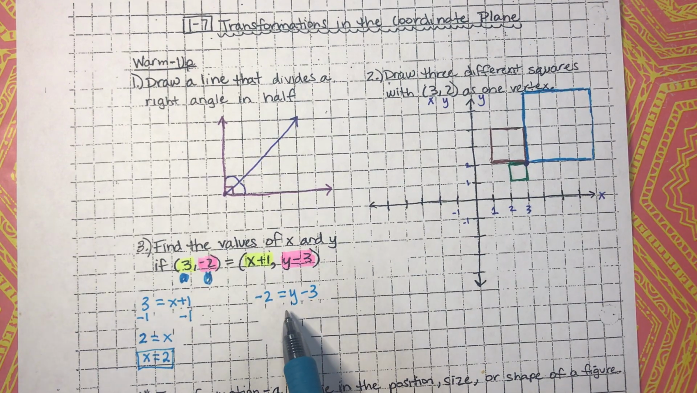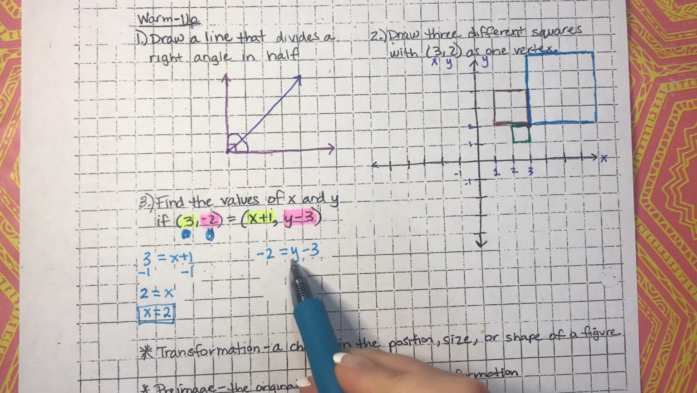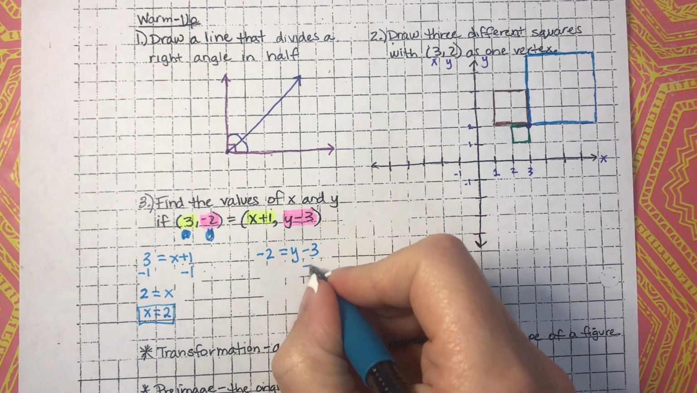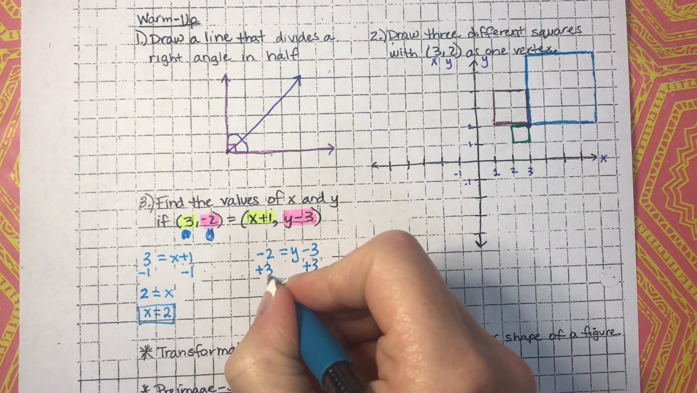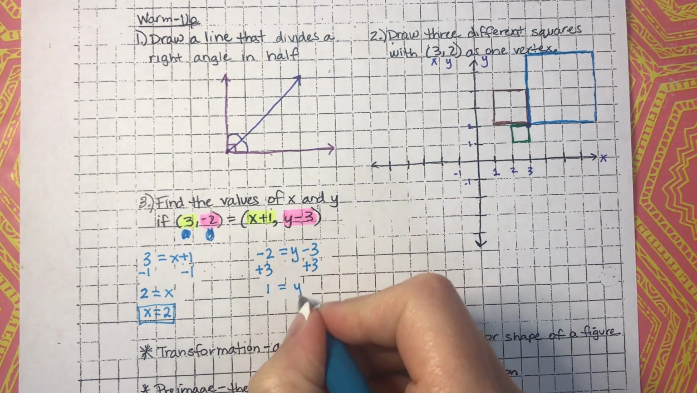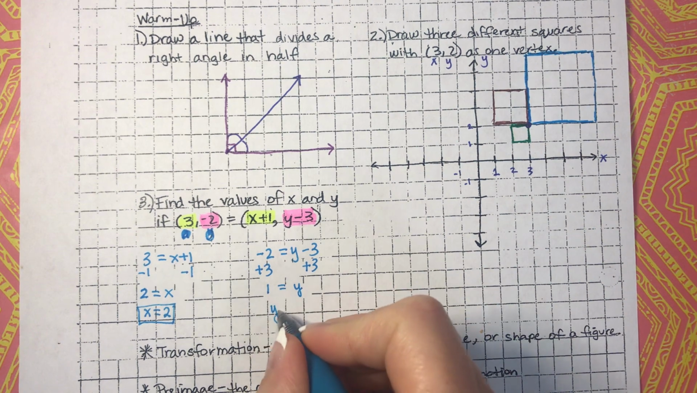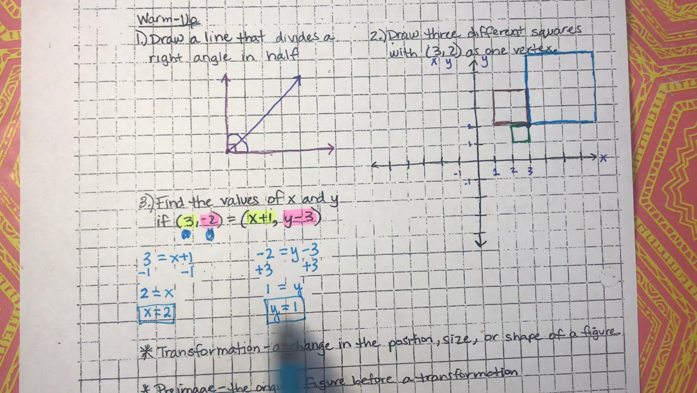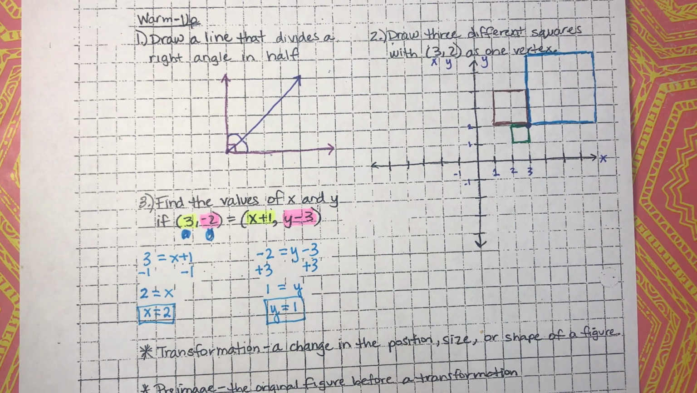All right. Now we want to get y by itself. Right now y is being subtracted by 3. We've got to get rid of that negative 3. So we're going to do the inverse, which would be adding 3 to both sides. And we get negative 2 plus 3, which is 1, equals y. And then by the symmetric property of equality, y equals 1. Boom. Those are the two answers. If you did that right, great job.